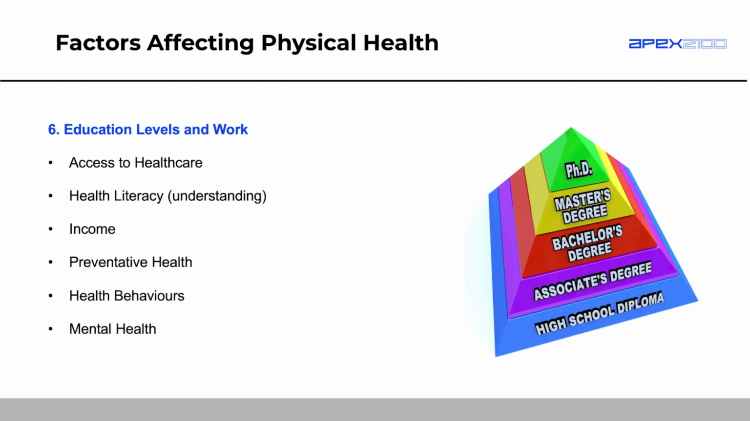Okay, education level and work. This is an interesting one. You wouldn't necessarily think that our education level and our work can affect our physical health, but it can, and in slightly different ways. The higher educated you are, the more likely you are to have good physical health. And you can see in that pyramid of education, from a high school diploma all the way up to a PhD, which is the highest level of education that you can have.